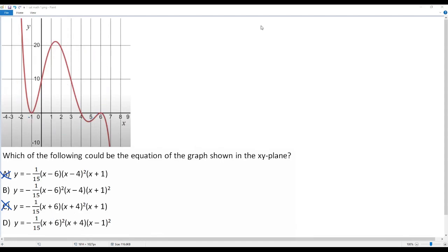Okay, in the given answer choices, there are two polynomial functions with odd degrees, B and D. Which one is correct? For that, we have to consider the points where the graph intersects the x-axis. The graph intersects the x-axis at three places. One is at x equals -1. The second one is at x equals 4.